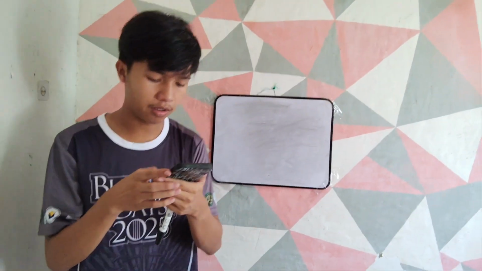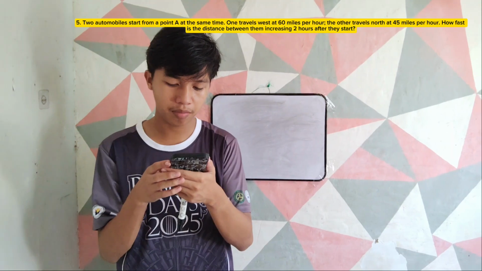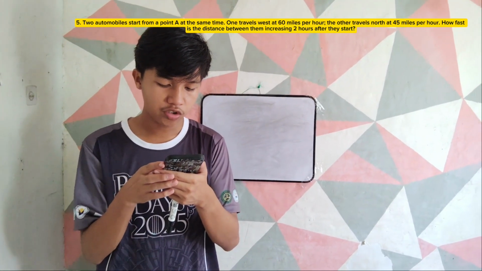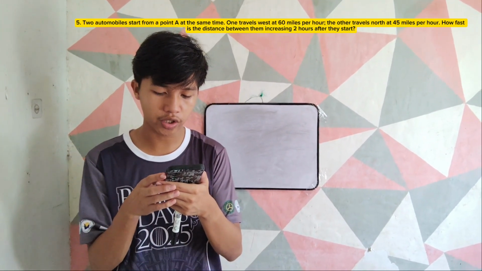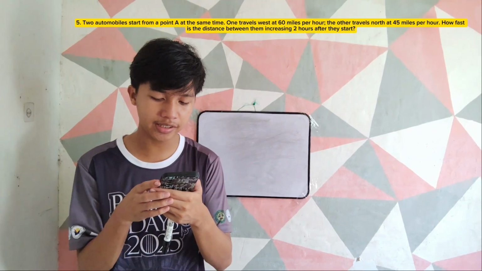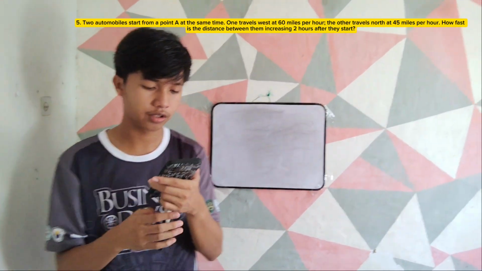So in our next problem, the question states that two automobiles start from a point A at the same time. One travels west at 60 miles per hour, the other travels north at 45 miles per hour. You are asked to find how fast the distance between them is increasing 2 hours after they start.